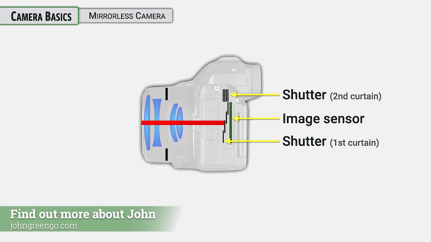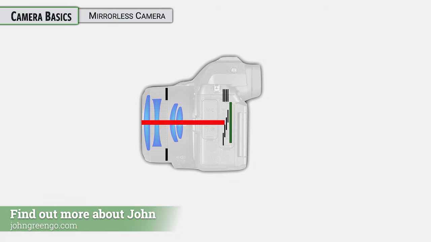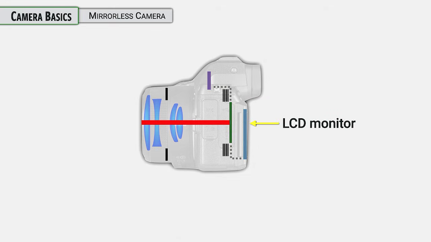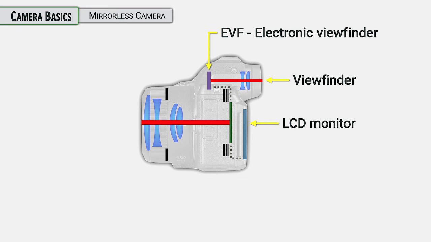Now, normally the shutter unit is in the open position. That way, light can travel back to the sensor, and you can see on the back LCD monitor or in the EVF and compose your shot.